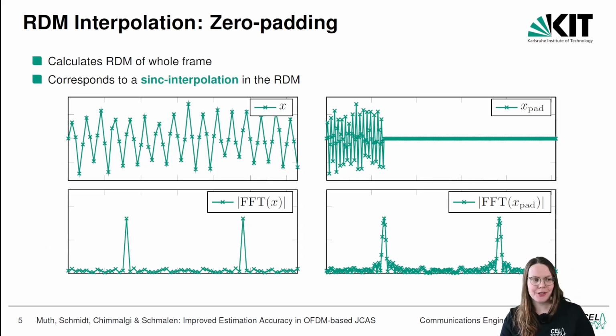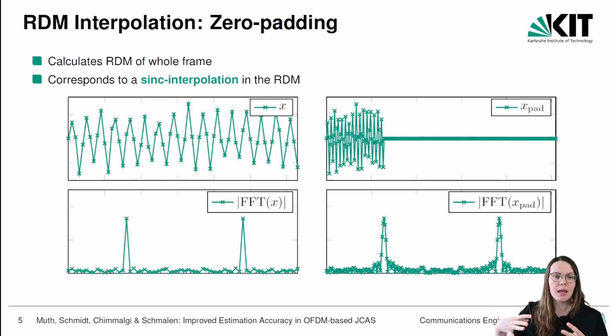Now we see here the first way how we can improve our accuracy probably. So our first option here is zero padding for interpolation. So we interpolate the whole range Doppler matrix. And this is basically a sinc interpolation in the FFT domain here. So here on the top left, we can see the actual signal that might have been transmitted. Then on the right, we apply zero padding. So now this signal is 4 times larger than the signal on the left. And then we apply an FFT in both cases.